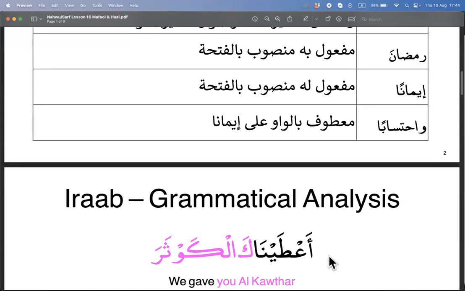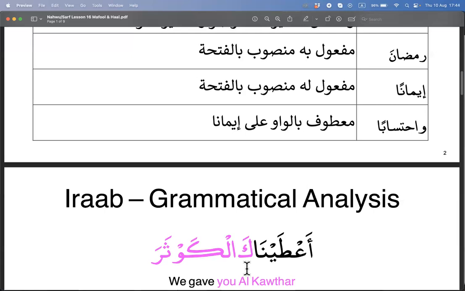Domir muttasil. What status? No, it's nasab bil fathah. It's either nasab or jar. The thing is, with ka, the fathah doesn't tell you that it's nasab. The fathah tells you that it's anta. If it's ki, it will be anti.